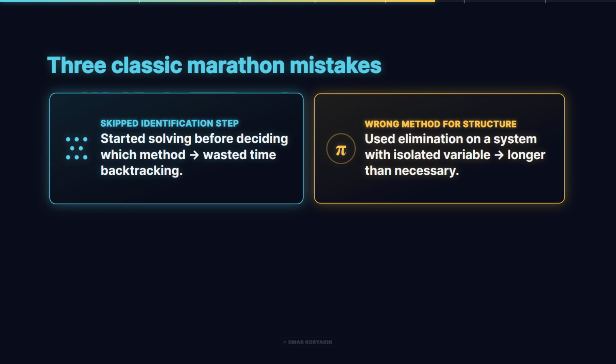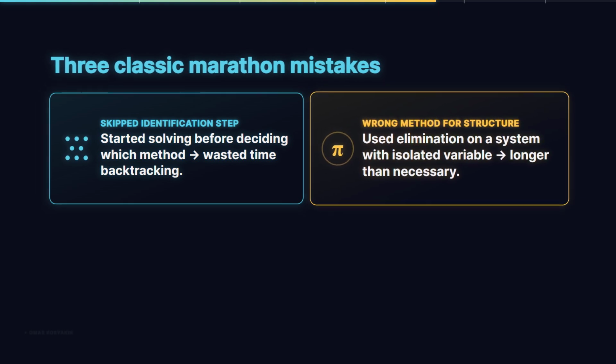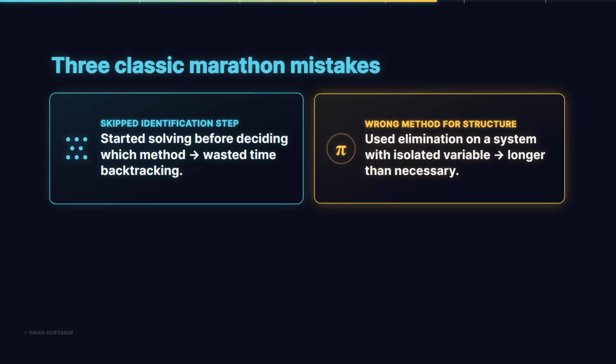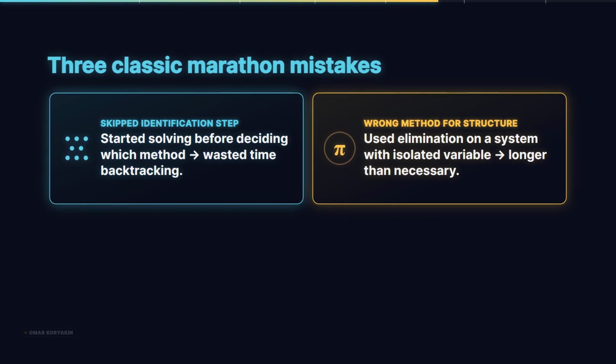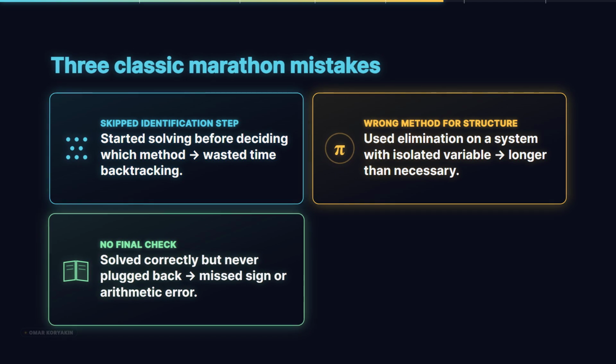Substitution wins on isolated variables and integer coefficient 1. Elimination wins on symmetric coefficients and especially fractions. Either method works on plain integer systems. Match method to structure on every problem. Third mistake, solving correctly but skipping the final check.